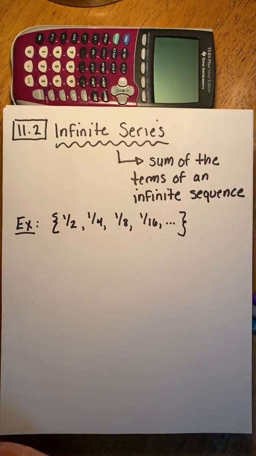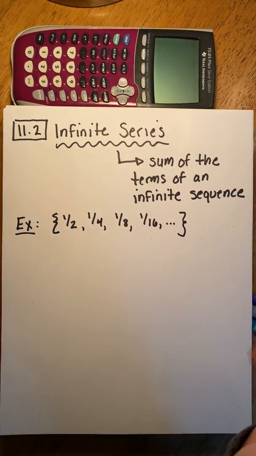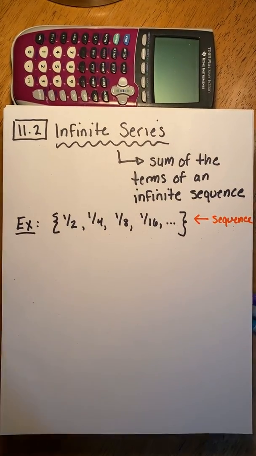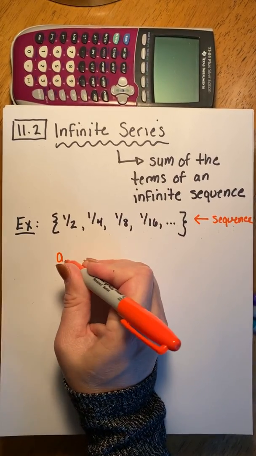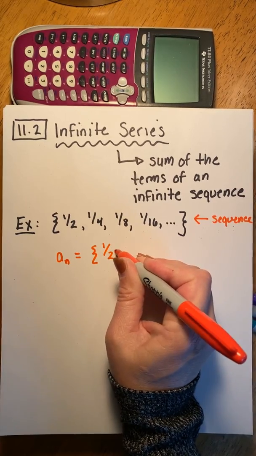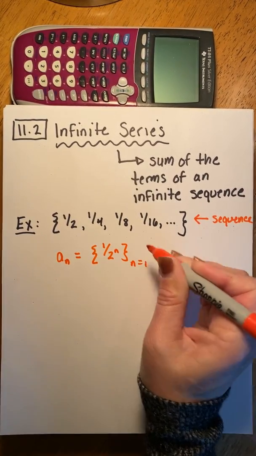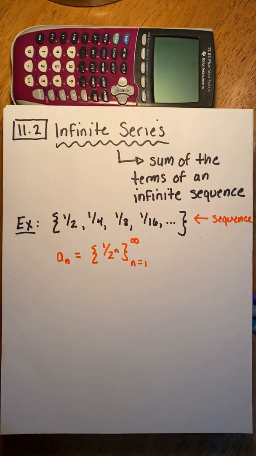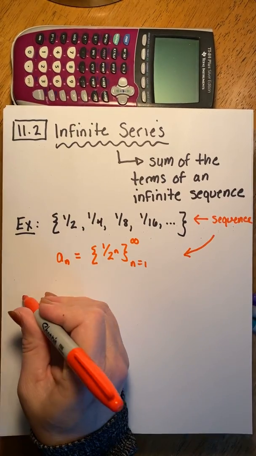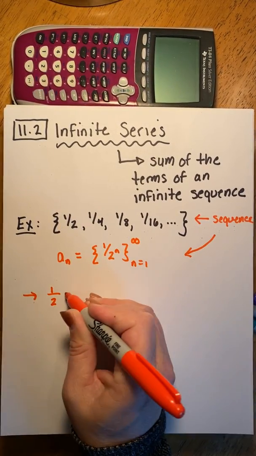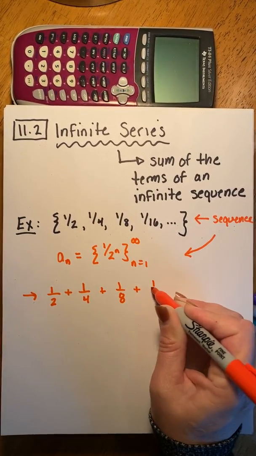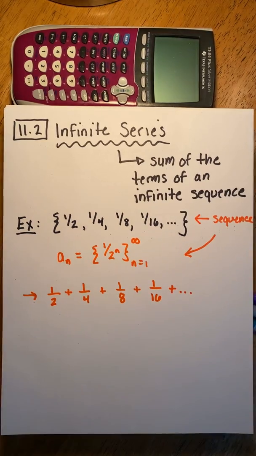Series are just the sum of the terms of the sequence. So here's an example of a sequence. Just a reminder of the notation that we used. We would say that this sequence is equal to, it looks like it's powers of 2 in the denominator. We start our sequence at 1, we go to infinity. So this would be the sequence. From this, if we add this infinite collection of numbers up, we are creating a series. So a series is just a sum of the terms of the sequence.